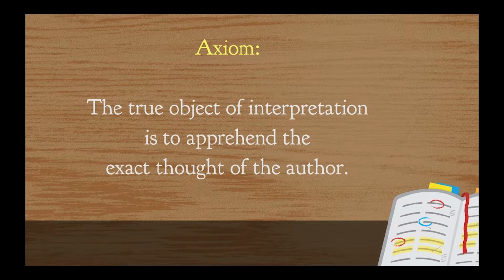Another axiom is that the true object of interpretation is to apprehend the exact thought of the author. We go to the Bible to understand what God was trying to say to us. We do not go to the Bible to try to make it say what we think it should say. Otherwise, what's the point? Why would I write a letter to someone else just to have them put their own interpretation on it and say, well, I'm going to go to your letter and make it say what I want it to say? Well, then why should I even bother trying to tell you anything if you're just going to twist it into whatever you want?